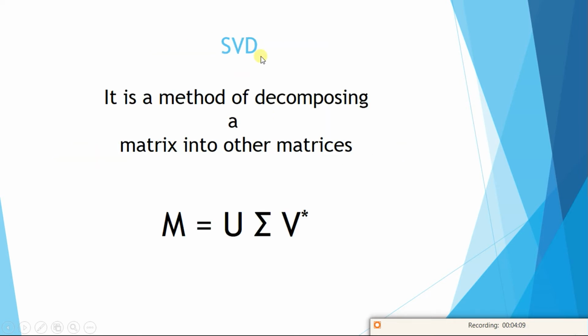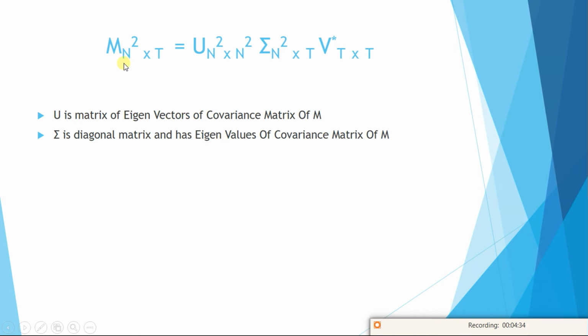So we are going to use SVD, and if you don't know much about SVD, I also created another video and posted a link in the description, you can watch that. So what does SVD do? It is a method of decomposing a matrix into other matrices. If you apply SVD on our original image matrix M, it will be divided into three matrices: U, sigma and V. Our original image matrix was M of dimension n square cross T. Then we will get three matrices: U of dimension n square cross n square, sigma of n square cross T, and V transpose of T cross T.